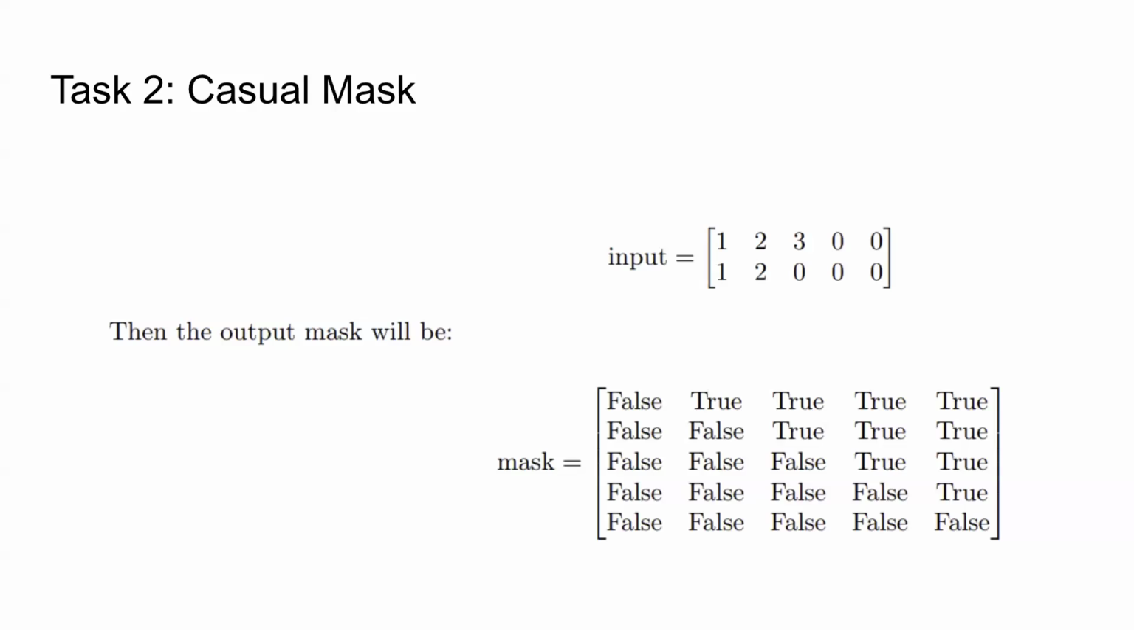And the next thing you will be implementing is two types of masking, which is causal mask and padding mask, which we'll be seeing after this.